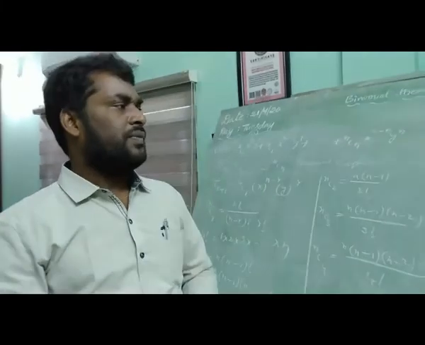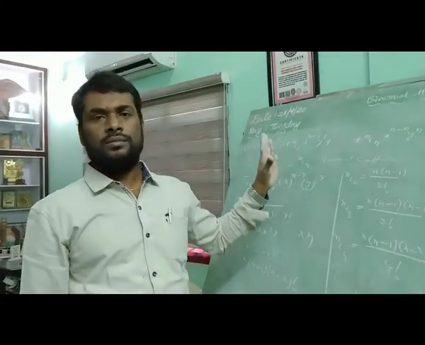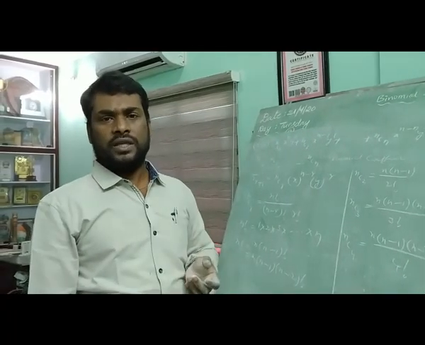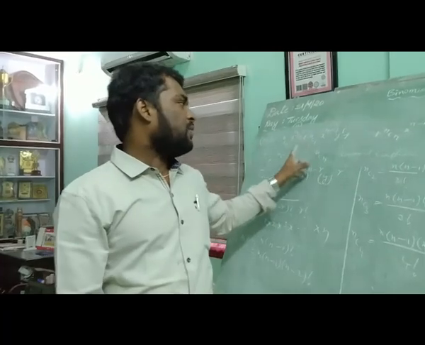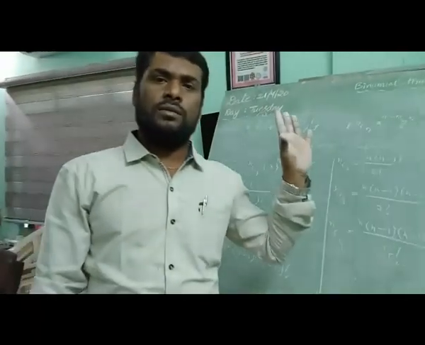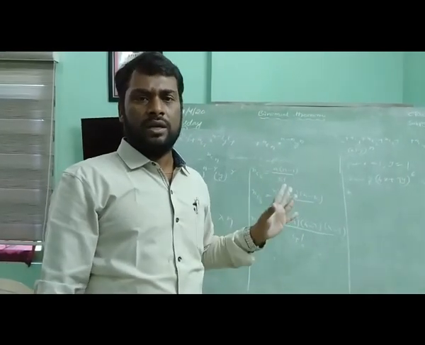And next one, how do you find middle terms? While writing middle terms, first write the number of terms in expansion. After that, identify the middle terms. Okay. If the exponent is even, we get only one middle term. If the exponent is odd, we get two middle terms.